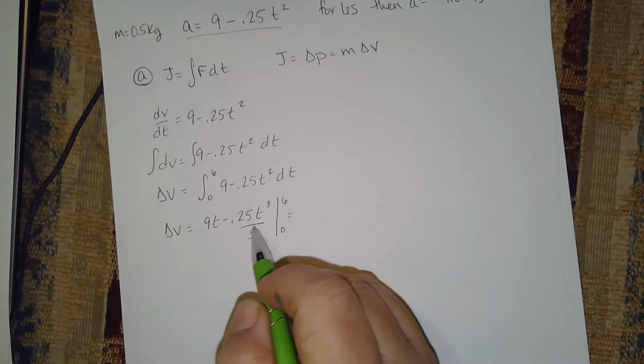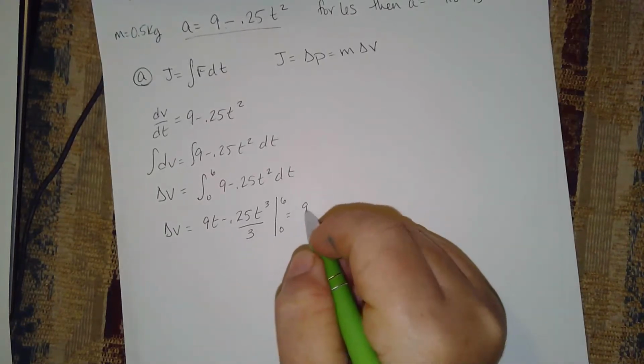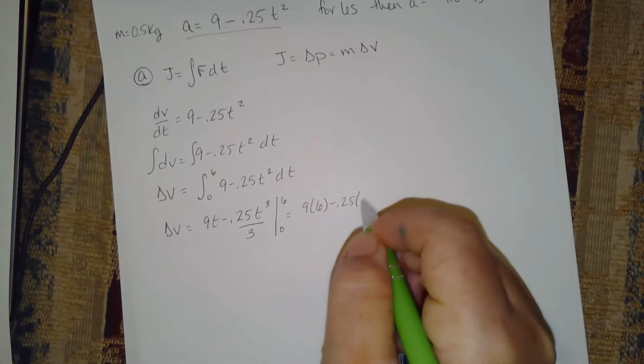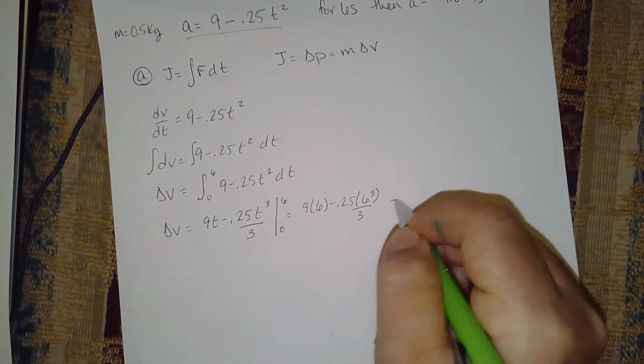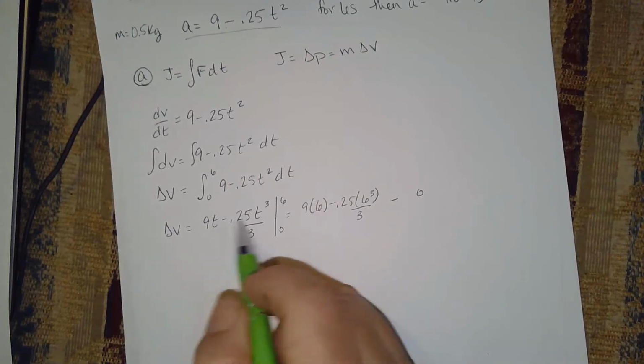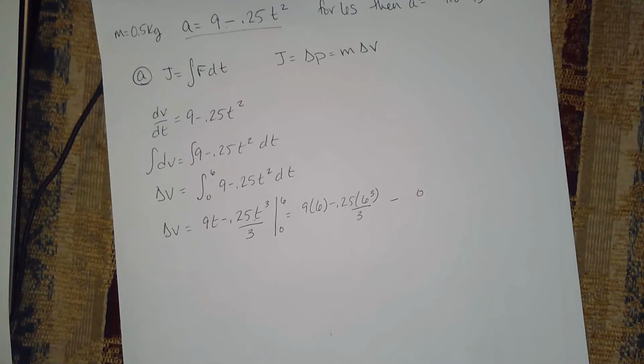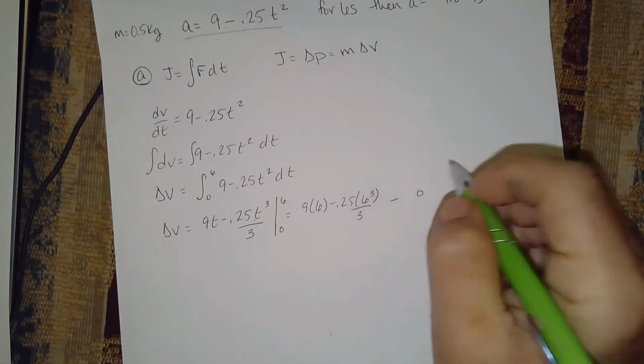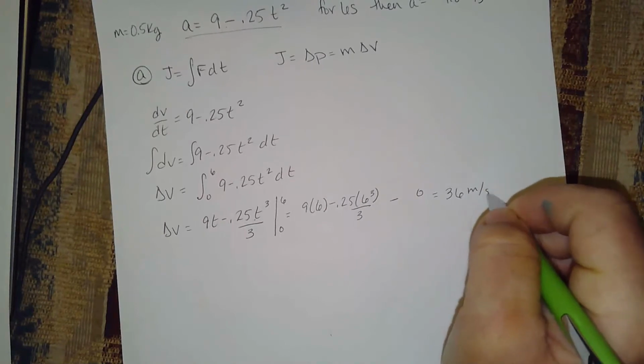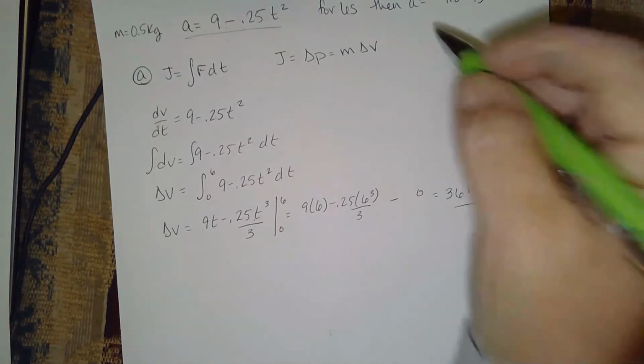And so I don't have to do the evaluation at 0 because I'm going to plug that in. I'll go ahead and write this. So I get 9 times 6 minus 0.25 times 6 cubed over 3 minus essentially 0, because if I plug 0 in here, I get 0. And so we can evaluate that. All right, and I get 36 meters per second. So that's my delta v. So that's what I'm going to go back and plug in here.